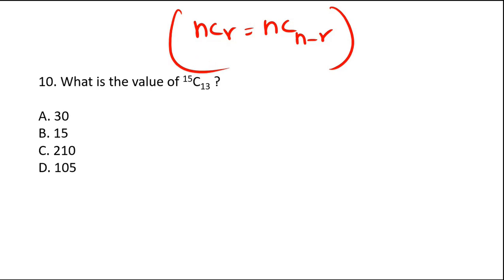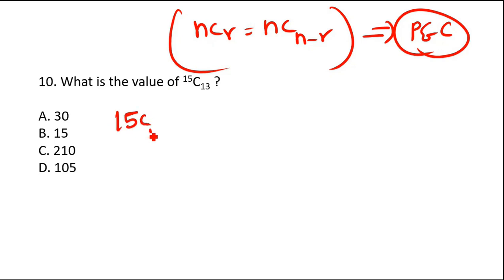nCr is equal to nC(n minus r). This is the formula which we have in permutations and combinations. We can call it PNC. So if you have 15C13, then according to our calculation, taking 13 terms from 15 in the backward direction and taking 13 factorial in the denominator is a little tricky. So whenever the r value is greater than half of the value of n, we have this formula: nCr is equal to nC(n minus r).